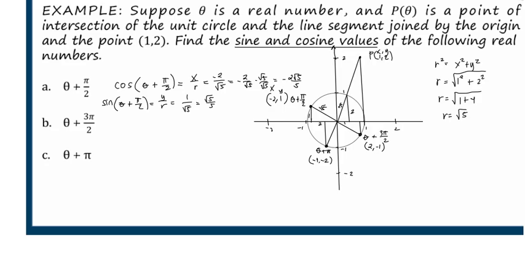Then, if you look at theta plus 3 pi over 2, our x here is 2, our y is negative 1. So, cosine of theta plus 3 pi over 2 would be x divided by r, which is 2 divided by square root of 5, which is 2 square root of 5 over 5. Then, sine of theta plus 3 pi over 2 would be equal to y divided by r, which is going to be negative 1 over square root of 5, which is negative square root of 5 over 5.